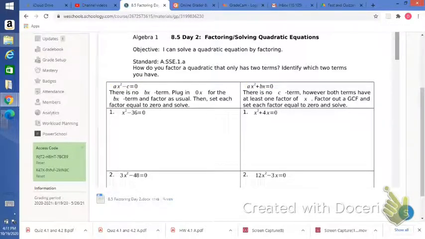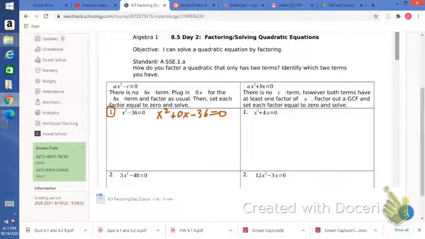Alright, so let's start with number 1 here. X squared minus 36 equals 0. So when there's no bx term, we're going to plug in 0x for it, and then factor as usual. And then once we have it in factored form, set each factor equal to 0 and solve. So we're going to rewrite this as x squared plus 0x minus 36 equal to 0.